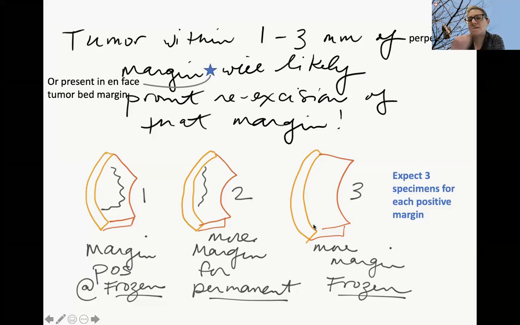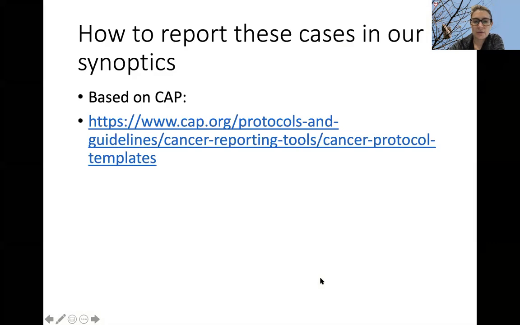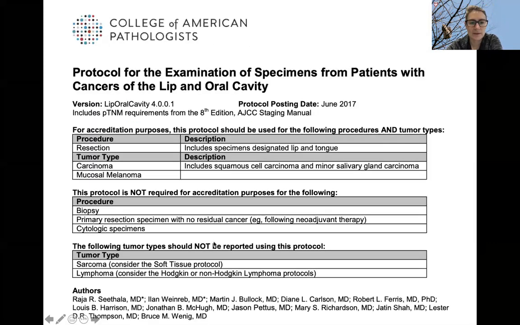So we have to put all these things together when we finally do the synoptic report. Do we have any questions before I go into the synoptic? So our synoptic and copath is essentially based on CAP. So here's a link to the CAP cancer templates. We use these for all cancer specimens. Here's the one that we're going to be talking about that includes the lip and oral cavity. And these get updated every few years. So, you know, just keep checking back.